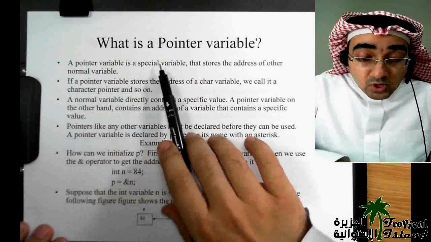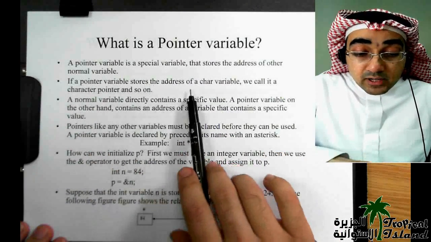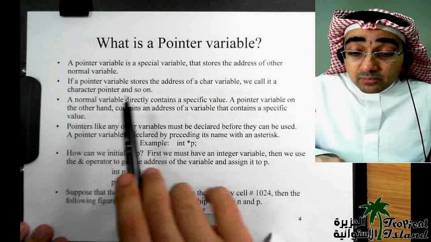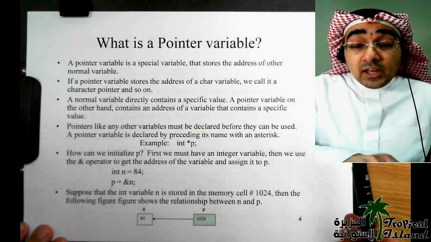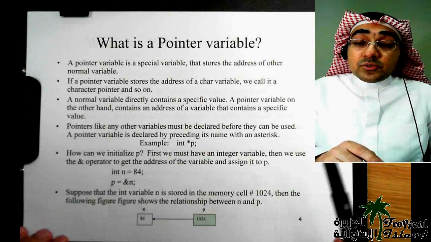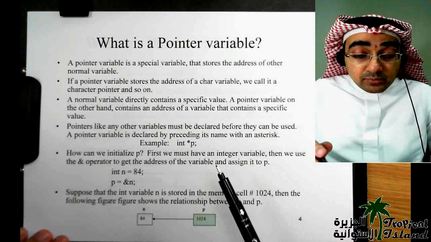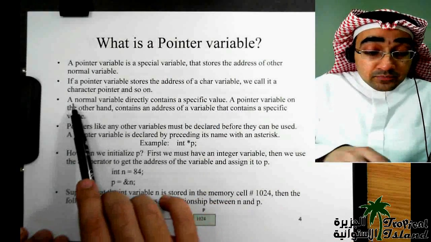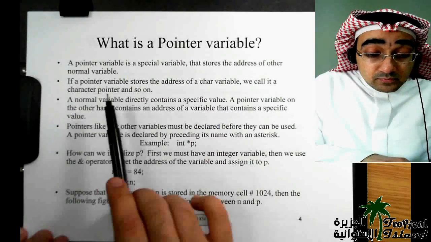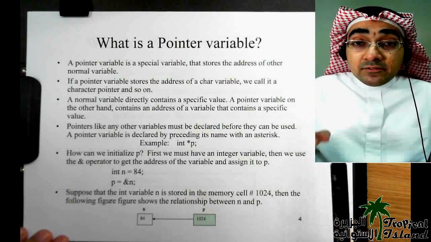Okay, so a pointer variable is a special variable that stores the address of another normal variable. If a pointer variable stores the address of a character variable, we call it a character pointer. If it stores the address of an integer variable, then it's an integer pointer. If it stores the address of a double variable, we call it a double pointer. Any type of pointer you can actually declare. So you can declare character pointers, integer pointers, double pointers, or any other variable types that you know.